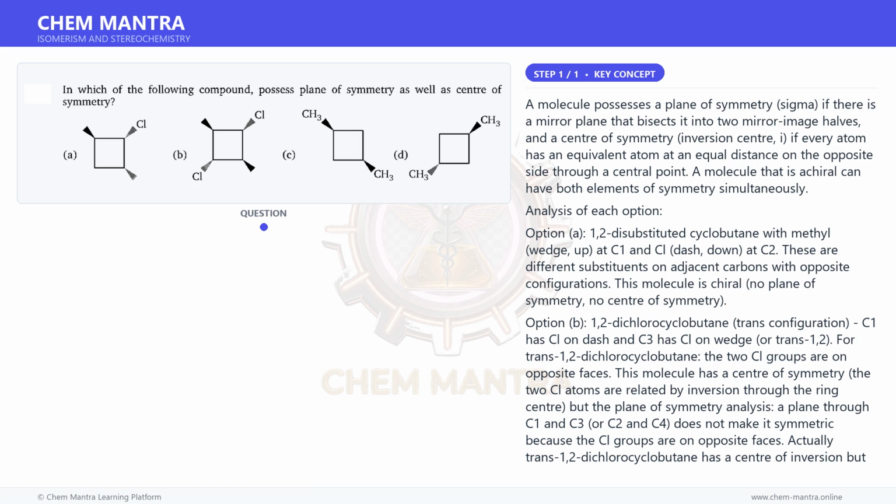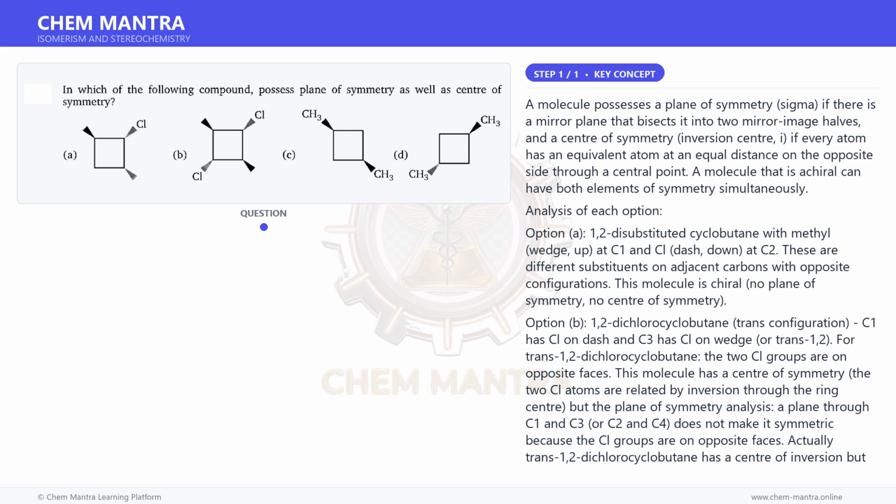Option D: 1,3-dimethylcyclobutane with CH3 on wedge at top right carbon, C1, and CH3 on dash at bottom left carbon, C3. This is trans 1,3-dimethylcyclobutane. In this molecule, C1 has CH3 up and C3 has CH3 down. A plane of symmetry exists. The plane containing C2 and C4, perpendicular to the C1, C3 axis, bisecting the ring, maps C1 onto C3 and reflects the up CH3 to a down position matching C3, so this is a plane of symmetry.